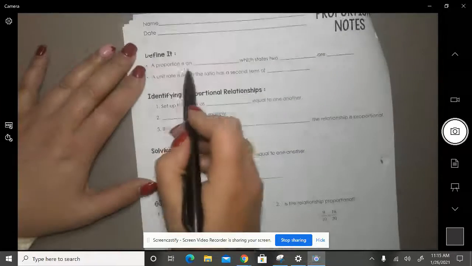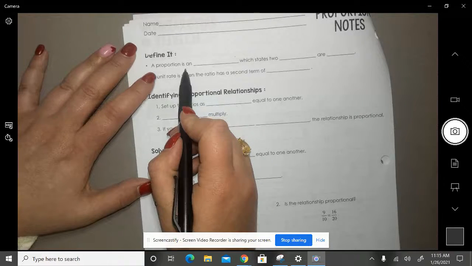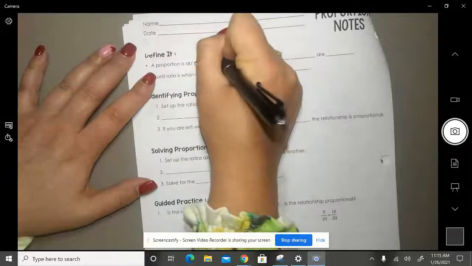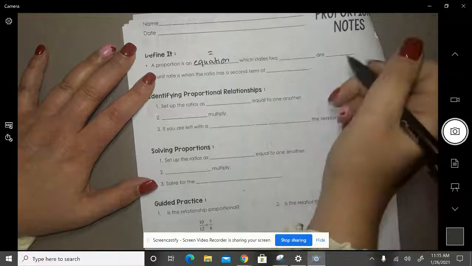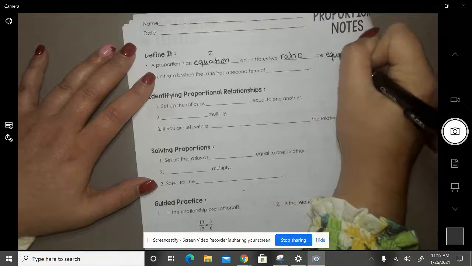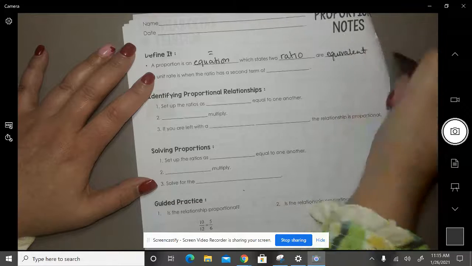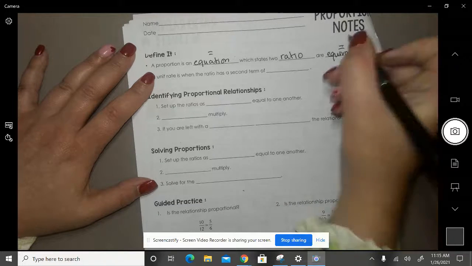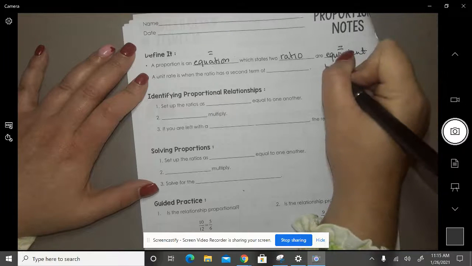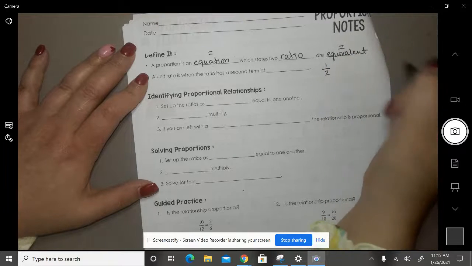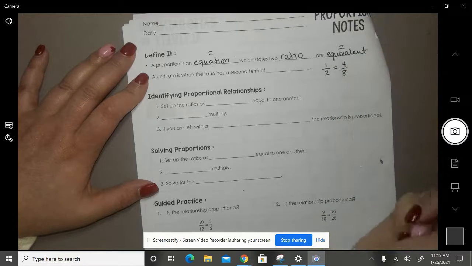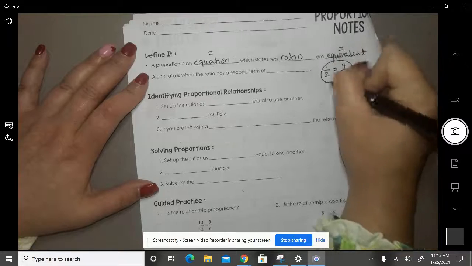So define it. A proportion is an equation. You remember, an equation has an equal sign, which states two ratios are equivalent, which also means equal to. And remember, we can write ratios as a fraction as well. So what this is saying is, if I make a ratio of 1 to 2, it is equivalent to the ratio of 4 to 8. And this right here is a proportion.